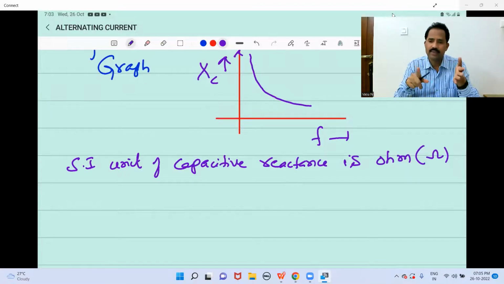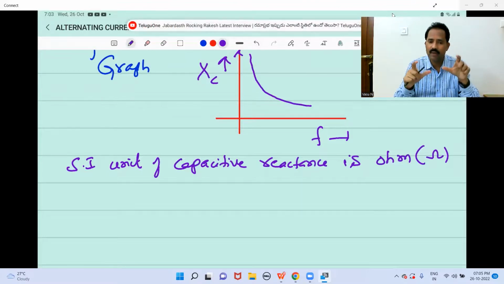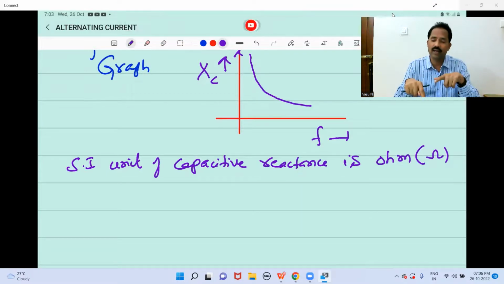In the case of an AC circuit containing pure resistance, voltage and current are in the same phase. Their phase difference is 0 degree. In the case of an AC circuit containing pure inductance, voltage leads current or current lags voltage by 90 degree or pi by 2. And in the case of an AC circuit containing pure capacitance, voltage lags current or current leads voltage by 90 degree or pi by 2 radian.